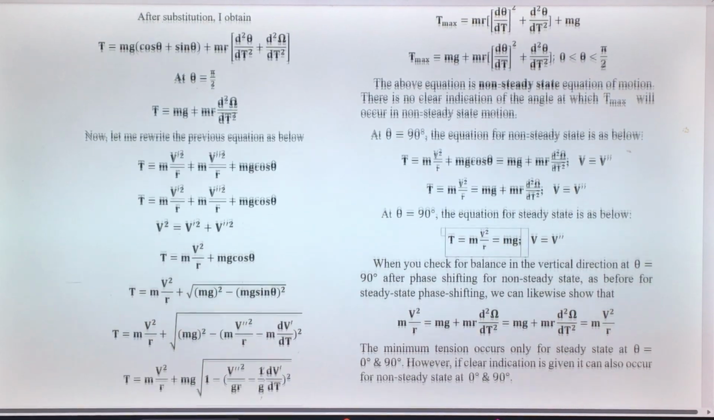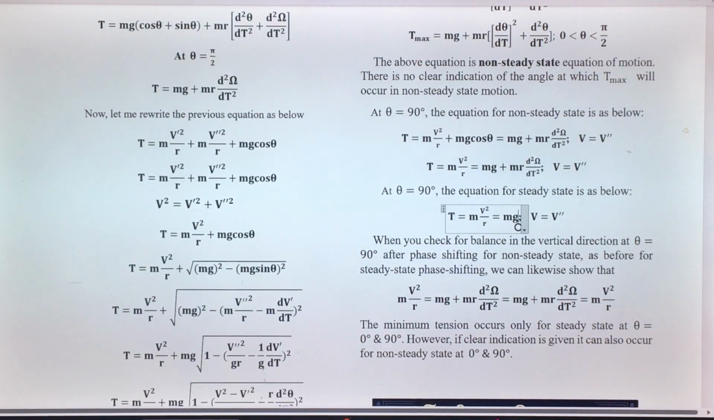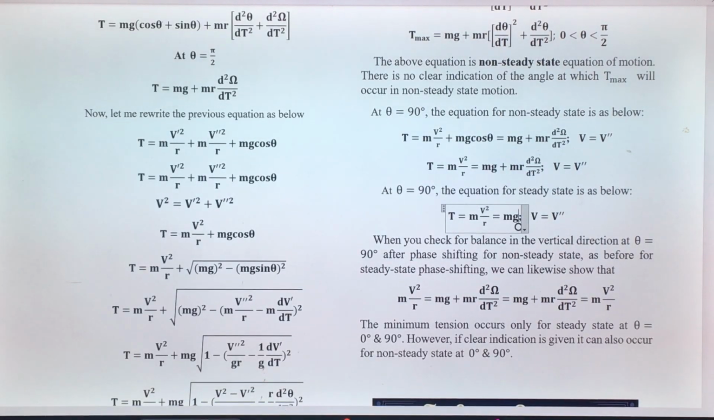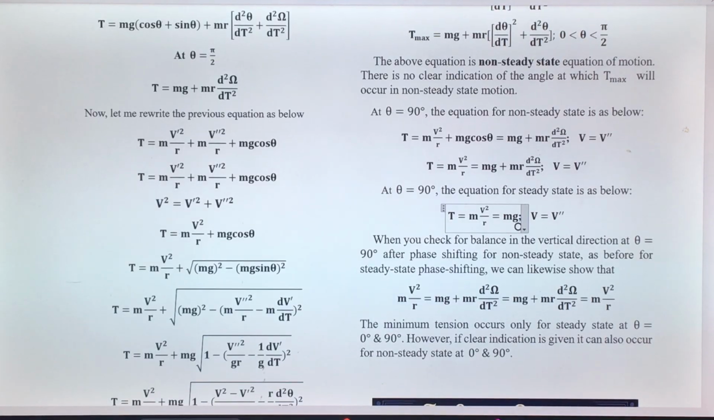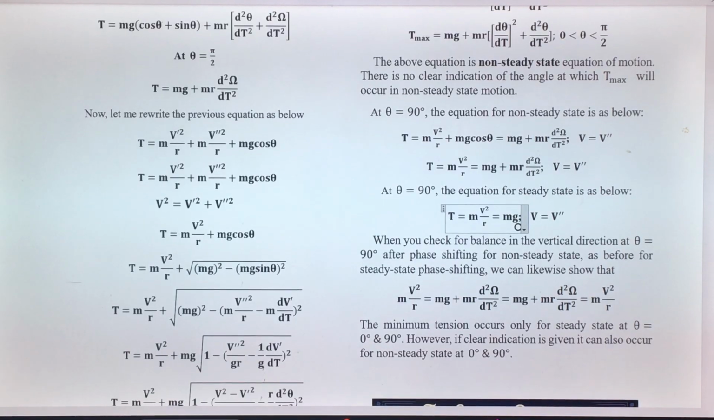When you check for balance in the vertical direction at theta is equal to 90 degrees after phase shifting for non-steady state, as before for steady state phase shifting, we can likewise show that mv square over r is equal to mg plus mr d square phi over dt square. Why? Because the beta contains this expression automatically. So we get mg plus mr d square phi over dt square is equal to mv square over r. So the forces are balanced even in the non-steady state in the vertical direction after the phase shifting.